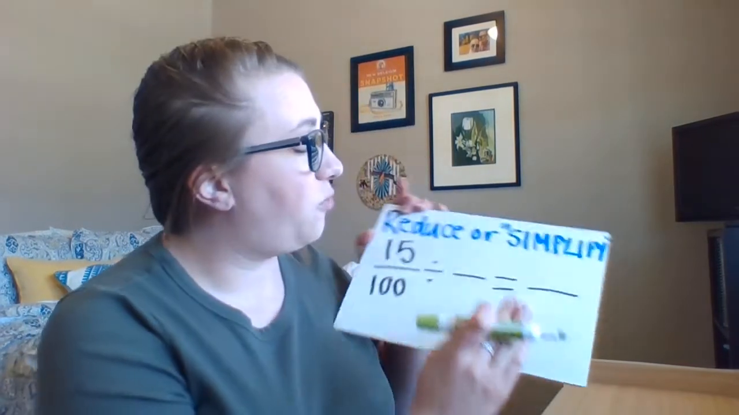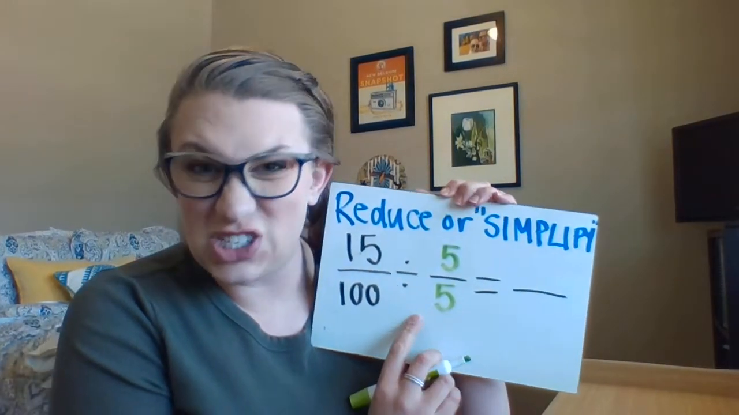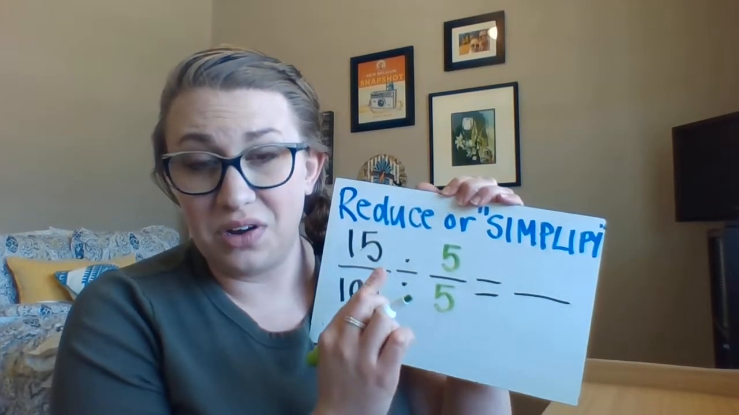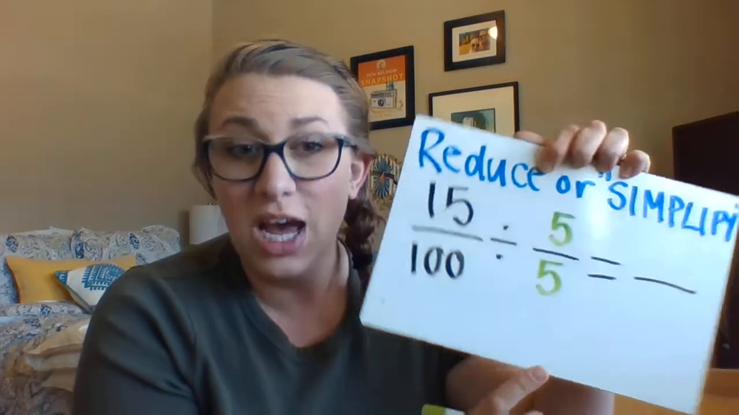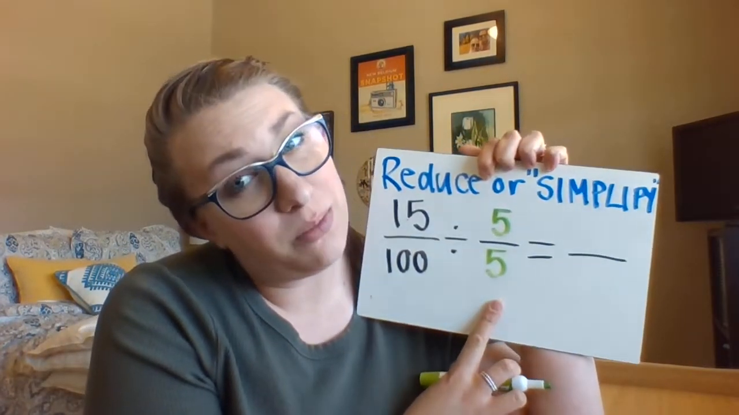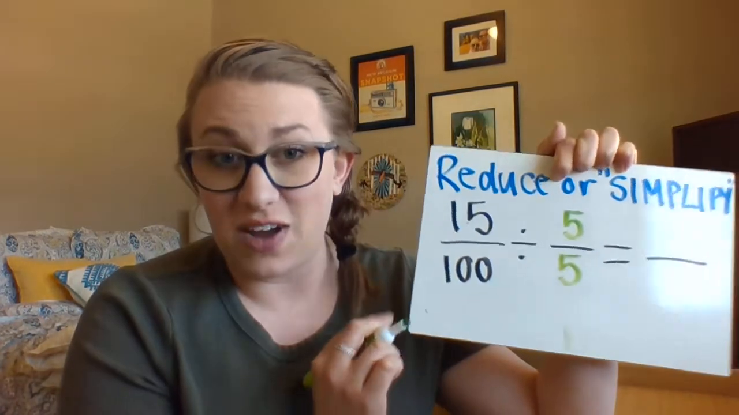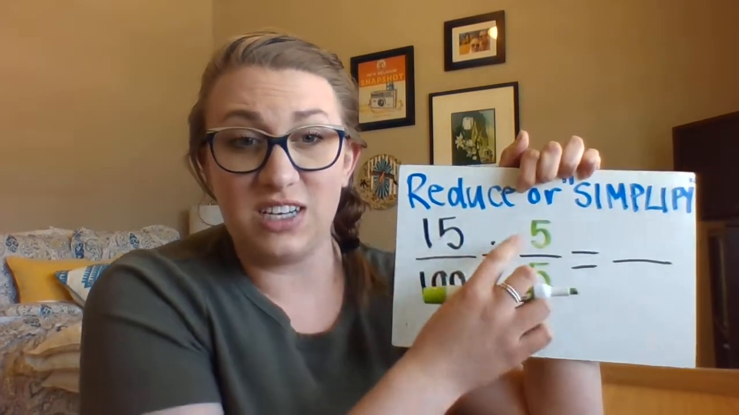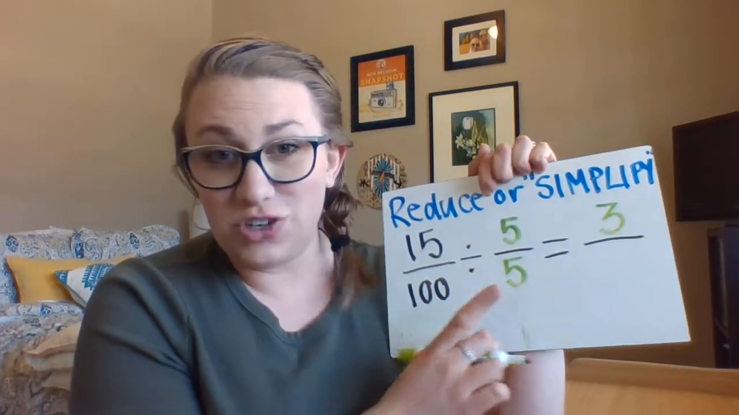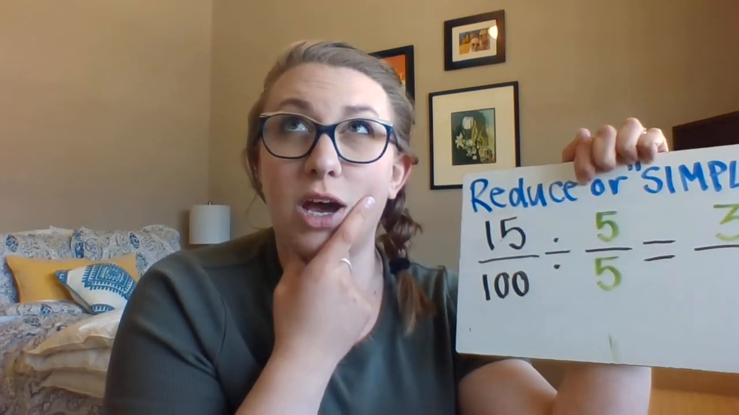Okay, so if we do 15 hundredths divided by 5 fifths, 5/5. Okay, remember, we're not really changing this number. It's not a different amount. We're just changing it because we're technically dividing by 1 here. Remember, 5/5 is the same thing as 1. Anyhow, let's divide across our numerators first. 15 divided by 5 is 3. Okay. 100 divided by 5 is, I count by 5.